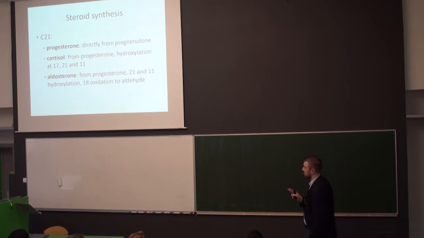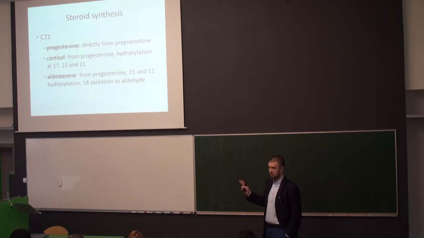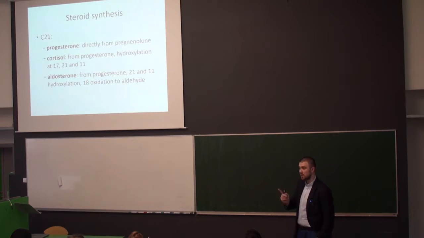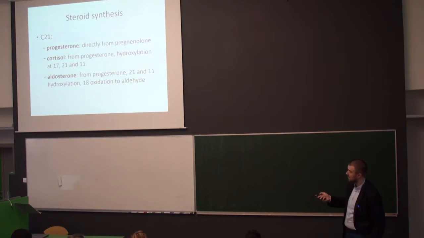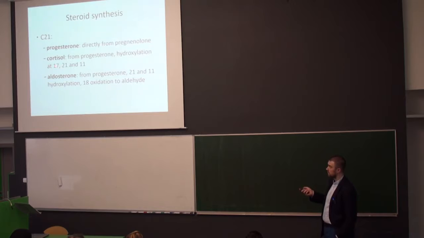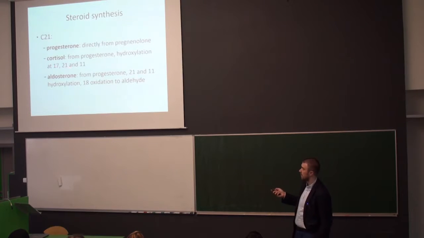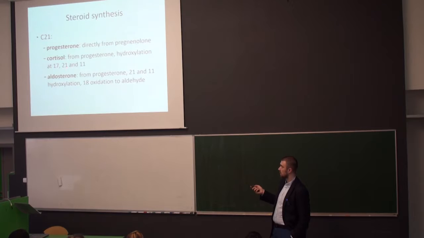If we start with cortisol: cortisol is produced from progesterone, and there must be the sequence of hydroxylations in this order. It is not a mistake that the 11 is not first, since the 11 hydroxylation is the last. That means that the order should be first hydroxylation on the 17th carbon atom, then hydroxylation on the 21 carbon atom, and hydroxylation on the 11th carbon atom. So simply, if you see a 21-carbon steroid with 3 hydroxy groups on these carbon atoms, you can be pretty sure that it's cortisol.